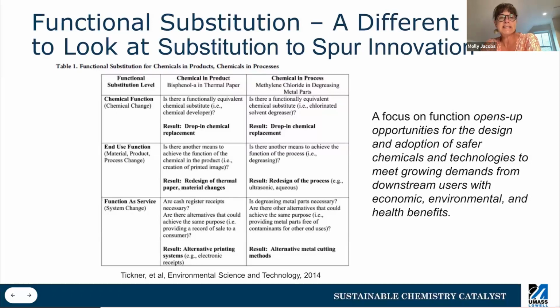So this matrix here comes from my colleague here, Joel Tickner, who's with us today, who authored this paper along with several of our colleagues about 10 years ago. And so what we've elevated here is a new approach, not just substitution, but functional substitution. And so take, for example, what you see in the far right-hand column of this matrix, where the example is methylene chloride that's used for the degreasing of metal parts.